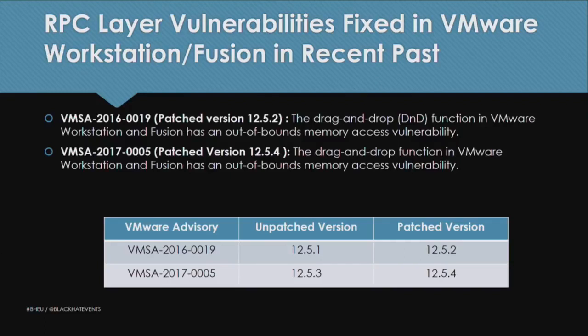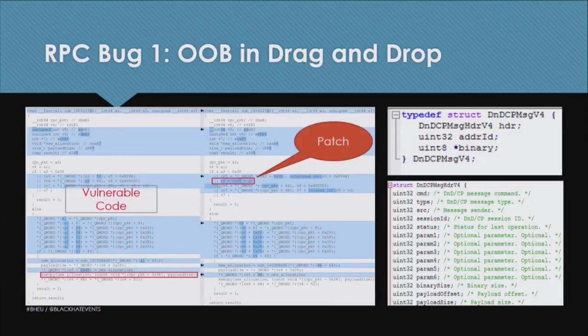Now we are going to take a quick look at some of the vulnerabilities that have been fixed in the RPC layer of VMware. When we started patch analysis, after PwnFest was over and we started doing binary diffing, this is what we came up with. As you can see, the left side is the vulnerable code, and VMware has added a fix for this vulnerability by adding a small check.